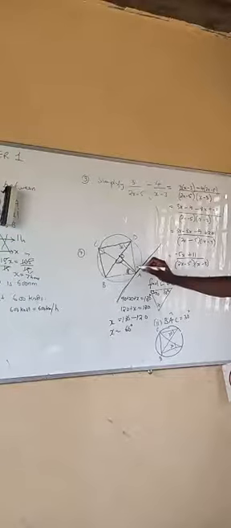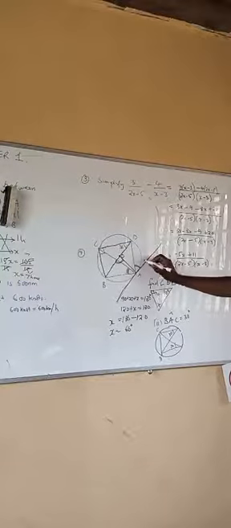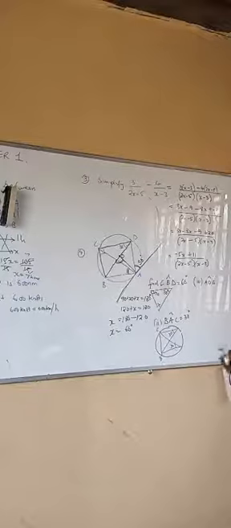Oh, this angle was actually given, guys. Before I forget, I forgot to write it. This angle was actually 50 degrees. This angle outside here was given. I didn't write it. There was an angle of 50 degrees here. That was given.